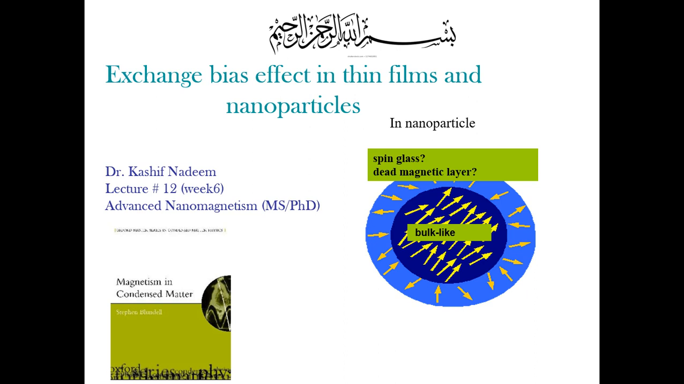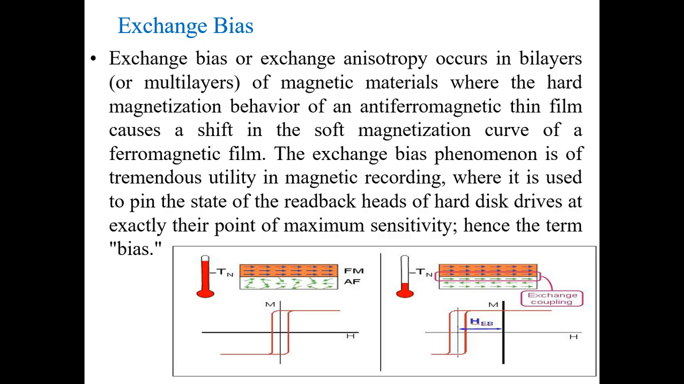So in this lecture we will discuss the exchange bias effect in thin films and nanoparticles. So, what is exchange bias? Exchange bias or exchange anisotropy occurs in bilayers or multilayers of magnetic materials where the hard magnetization behavior of an antiferromagnetic thin film causes a shift in the soft magnetic curve of the ferromagnetic film.